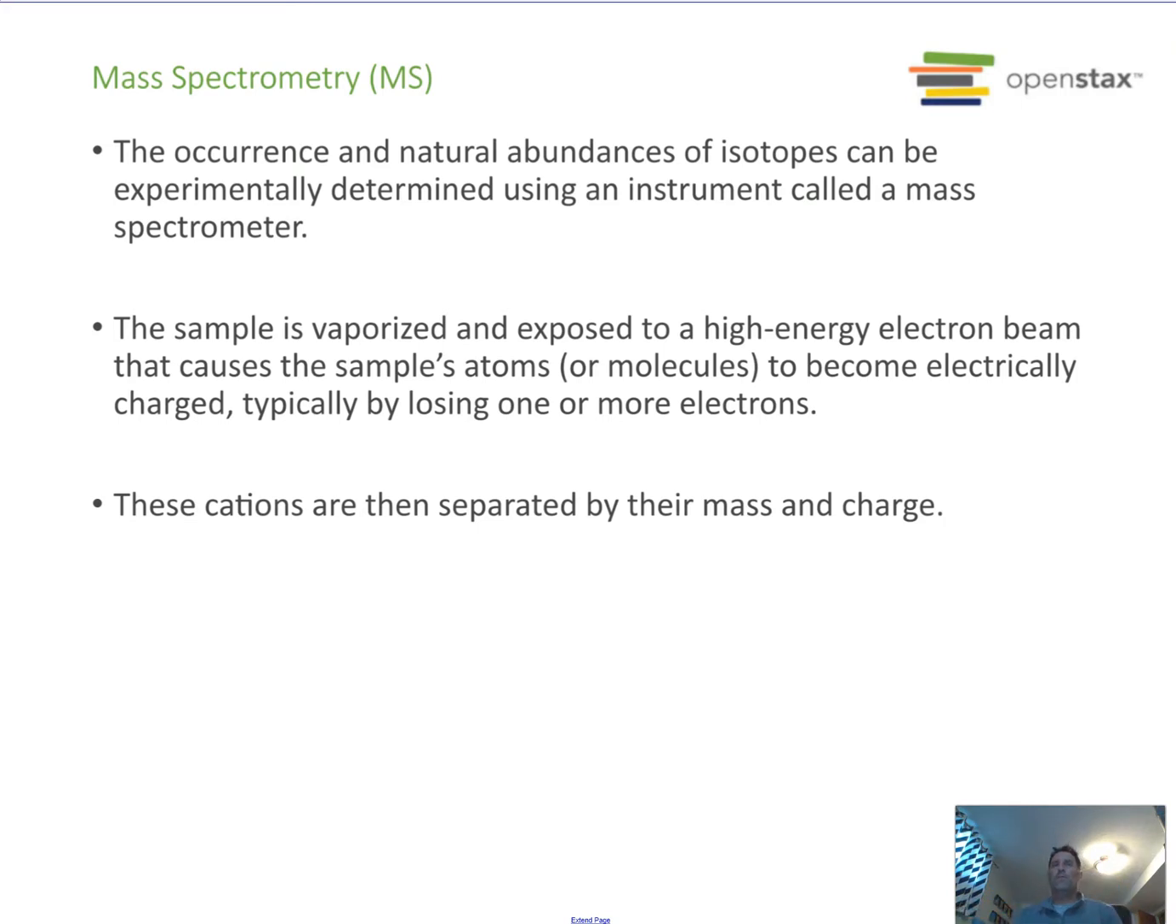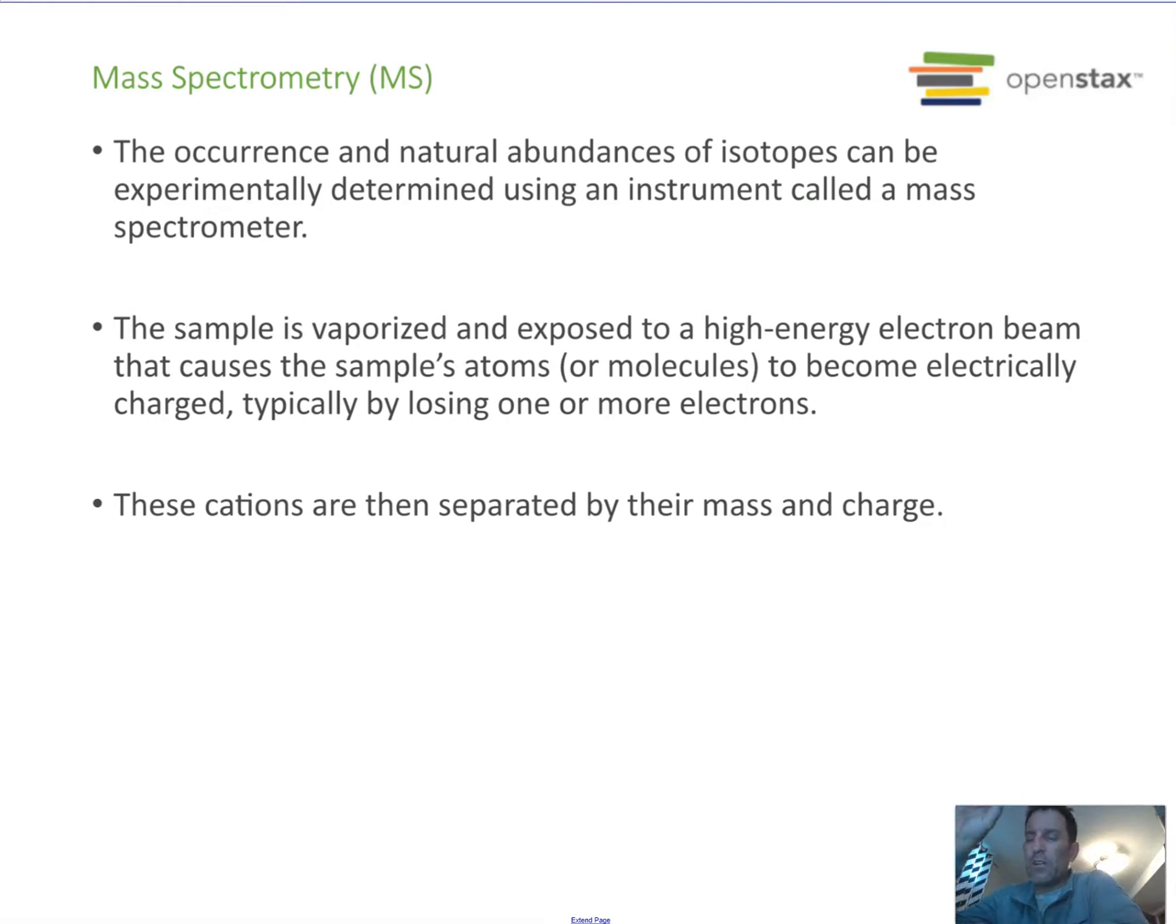So the first thing we're going to talk about is mass spectroscopy. And this is on the AP test. It's just usually 1 or 2 multiple choice questions, and we'll review it right before the test, but it's kind of nice to get an idea. So mass spectroscopy is how we figure out the abundance of isotopes in different atoms.